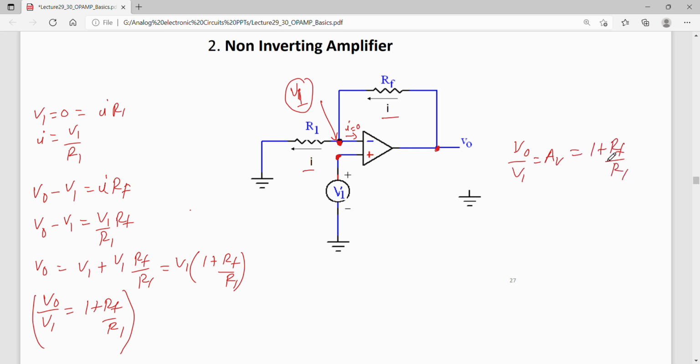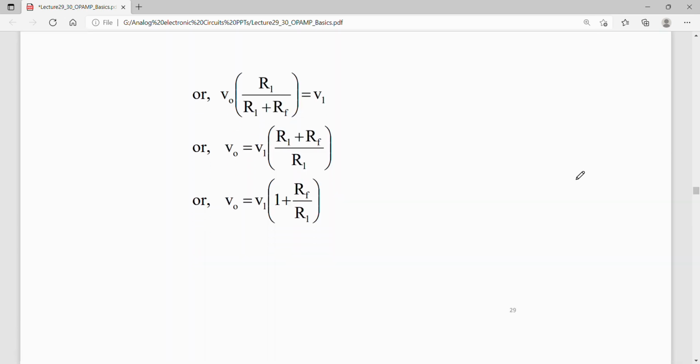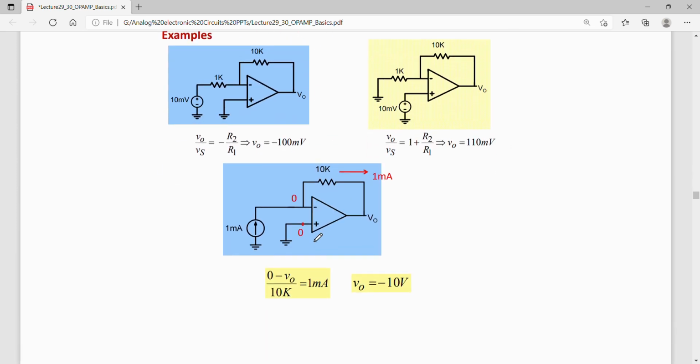So again the gain is controlled by these two resistances. The same procedure applies here, and the gain is the same, that is V0 is V1 times 1 plus RF by R1, or V0 by V1 is 1 plus RF by R1. Now let us consider a few examples.